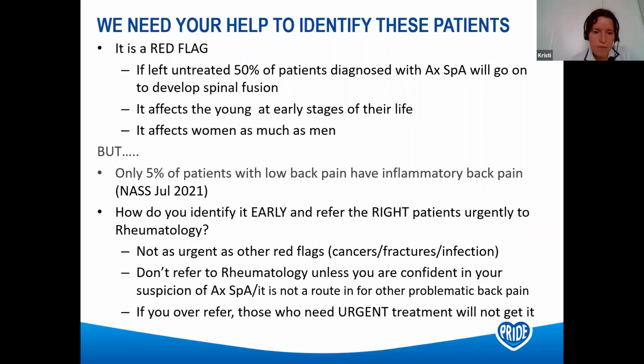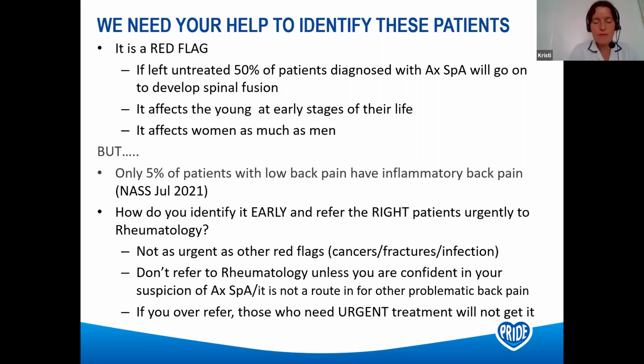Only 5% of patients with low back pain have inflammatory back pain, but it needs to be one of your differentials. So how do you identify early and refer the right patients urgently over to rheumatology, to get them on a good treatment regime that stops the risk of spinal fusion developing? So as I said, they're not as urgent as other red flags. So don't think, oh great, rheumatology, if not, they'll have a scan, it'll show other things up.